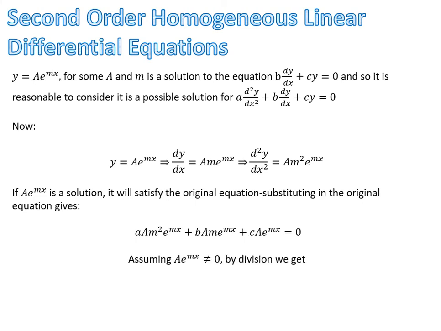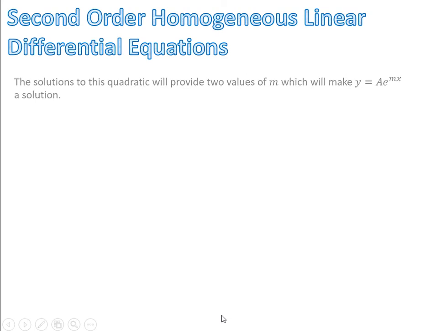Okay, right. If we're assuming that ae to the mx does not equal 0, which we have to assume to be able to divide, we would get a common factor out as ae to the mx, and it would leave am squared plus bm plus c equal to 0. Obviously if we divide by that ae to the mx, we'd be left with am squared plus bm plus c equal to 0.